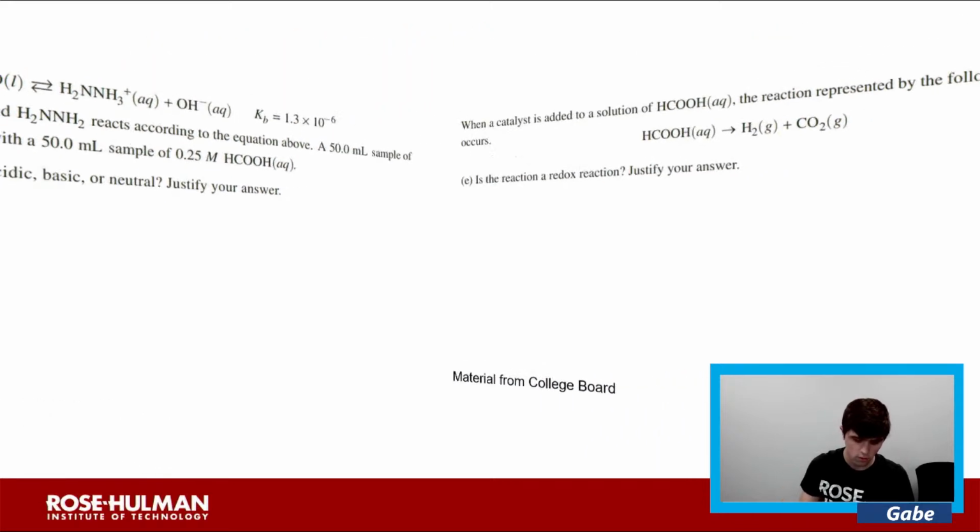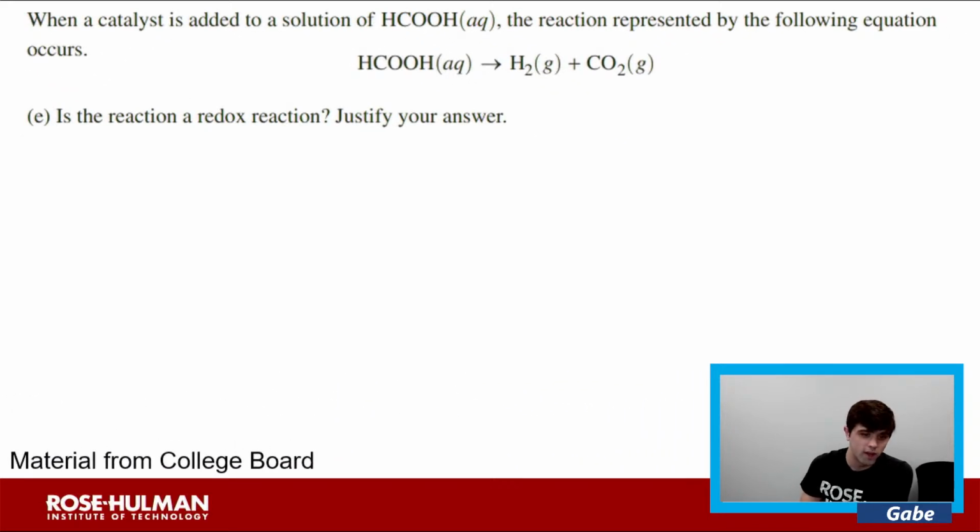All right, moving on. When a catalyst is added to a solution of methanoic acid, the reaction represented by the following equation occurs. So we have our methanoic acid, and it's going to be split up into two compounds, hydrogen and carbon dioxide. Is the reaction a redox reaction? Justify your answer.